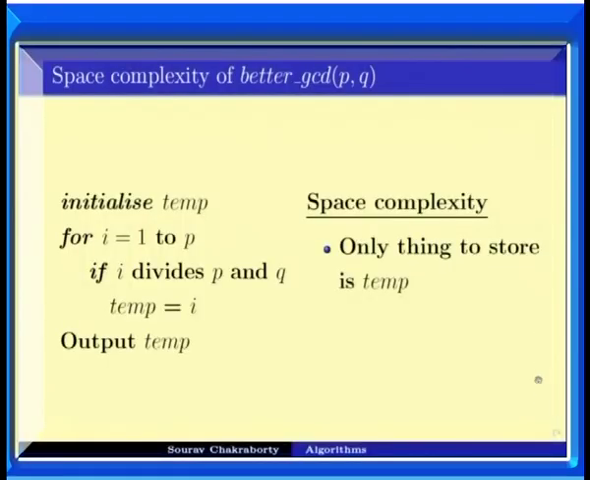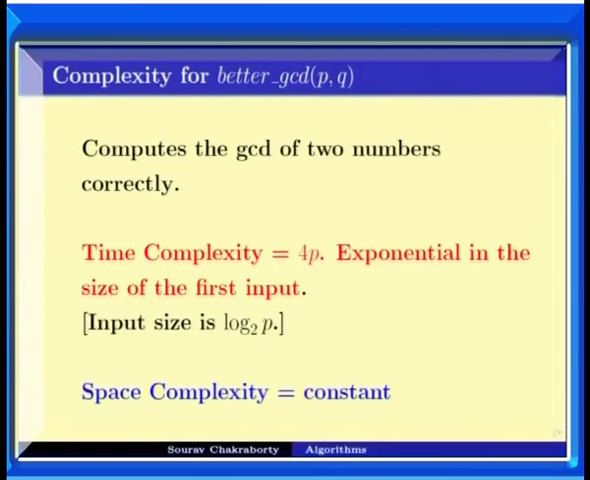Thus, the total space complexity is the amount of space required to store temp, which is a single bit variable, and possibly some other registers like i and so on, and we call this one. So, the space complexity is constant. This is where we make the significant improvement over the earlier basic algorithm. This better algorithm does compute the GCD of two numbers.